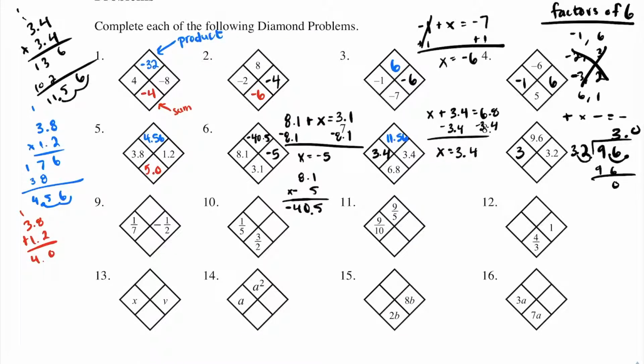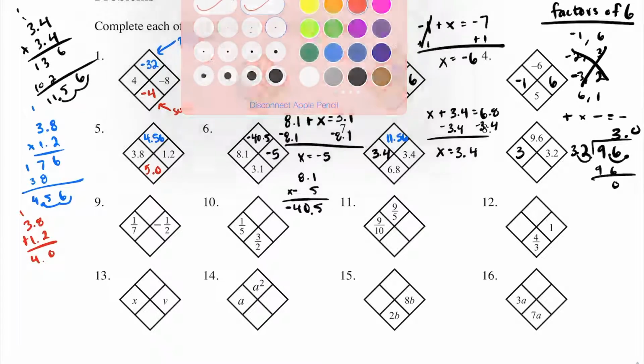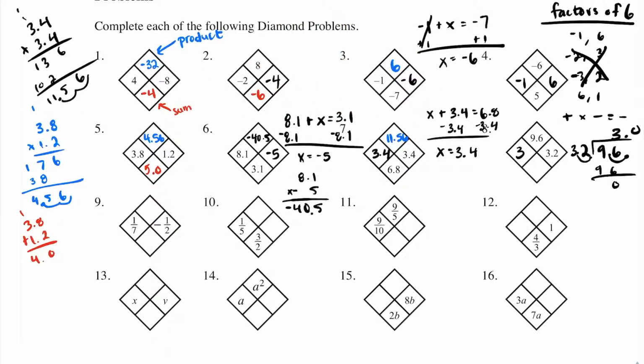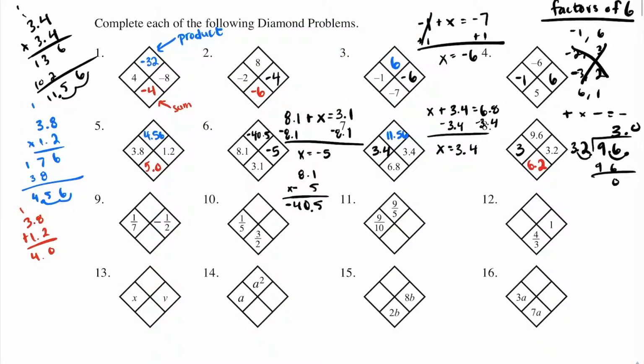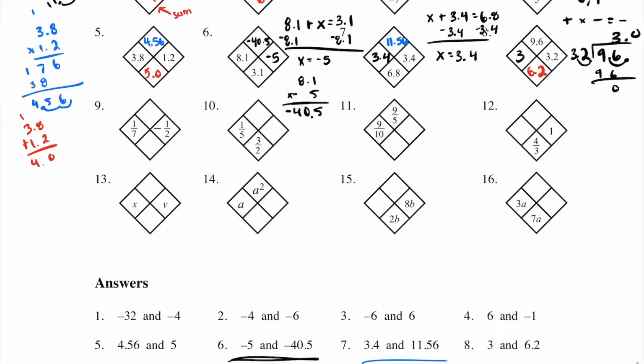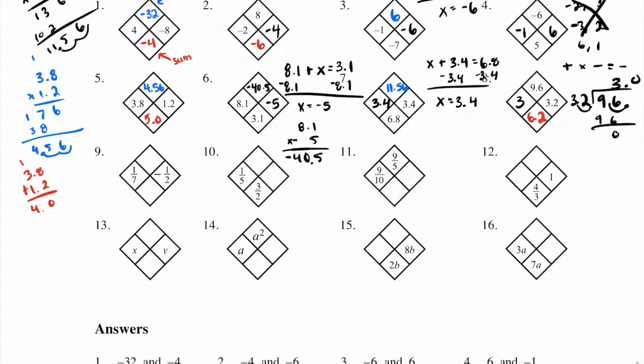All right, let's add these two together. 3 plus 3.2, little mental math here. That's going to be 6.2. Let me check our answer. We're at number 8. Excellent. You got it.